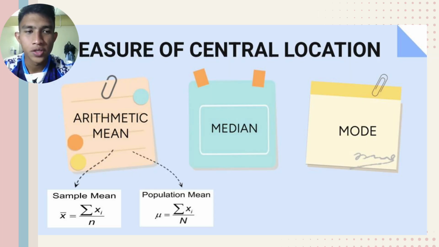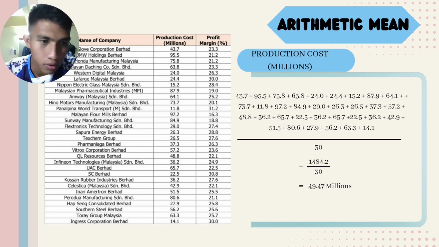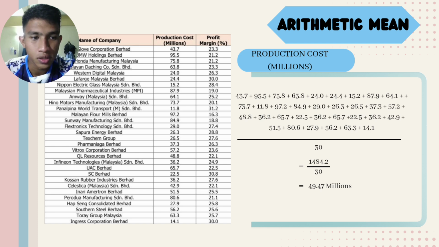To measure central location, we need to calculate the arithmetic mean, median, and mode. To calculate the arithmetic mean for production cost, we need to add all the companies' production costs and then divide it by 30. As below you can see, 1484.2 million divided by 30. So the answer we get for average production cost is 49.47 million.